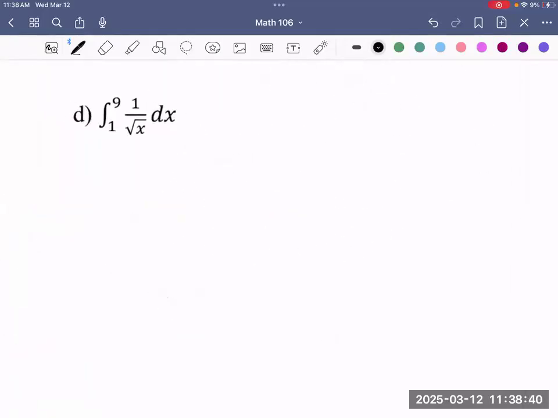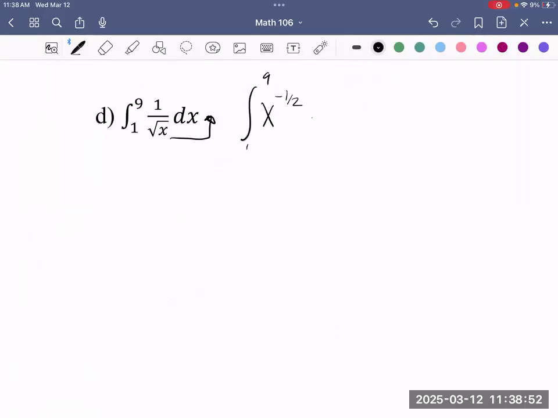Let's try one more. Again, bring your power up to show what it actually is. We have x to the -1/2 dx. So let's go ahead and add 1. So that'll get us equal to a positive 1/2. So we'll divide by 1/2. Now keep in mind, when we divide, we're going to keep, change, flip. So we really have 2x to the positive 1/2. And again, you can always drop it down and reverse it if you need to double check.